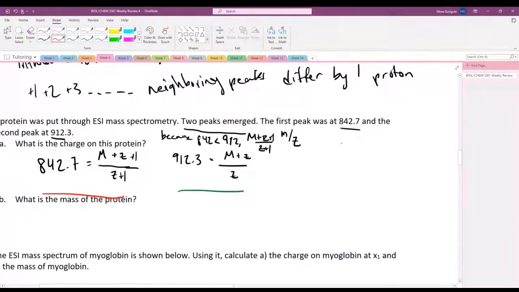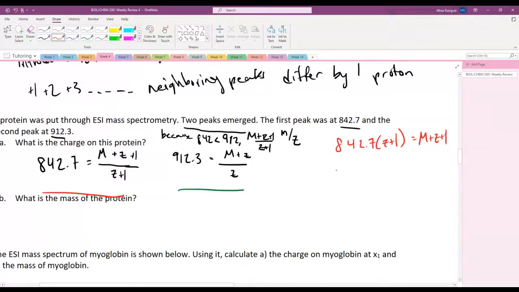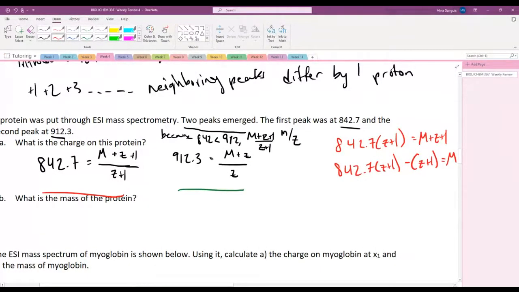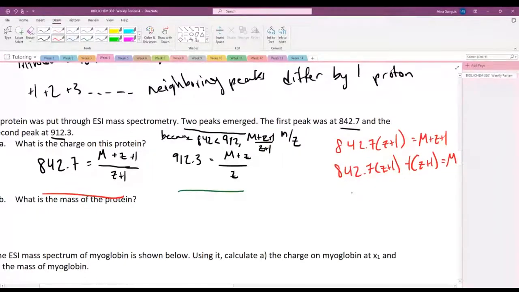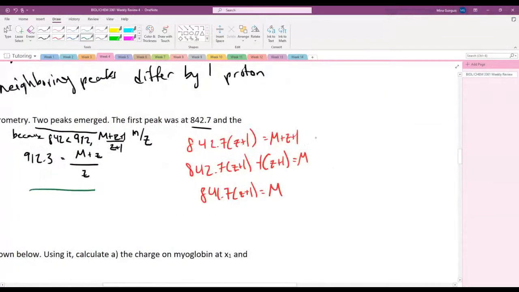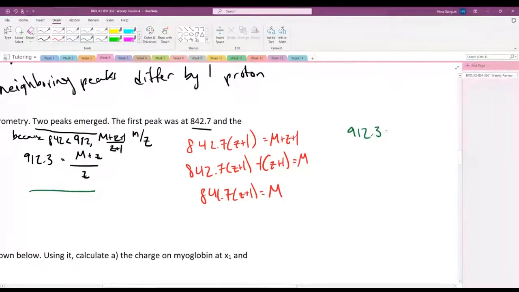I'm gonna use green for this equation and red for this one, just so we don't get anything mixed up. So first thing I'm gonna do with my red equation is multiply Z plus one to both sides: 842.7 times (Z plus one) is equal to M plus Z plus one. And then I'm gonna subtract Z plus one from both sides. So 842.7 (Z plus one) minus (Z plus one). I'm gonna keep it in parentheses, and the reason is because then I can subtract 842.7 minus one: 841.7 (Z plus one) ends up equaling M, okay? Then, green equation, I'm gonna do something very similar. It is 912.3 times Z, since I'm just gonna multiply Z over, is equal to M plus Z. Subtract Z from both sides, 911.3 Z is equal to M.